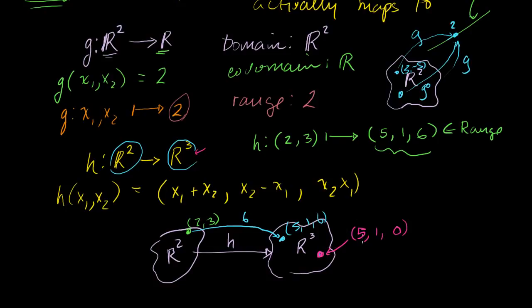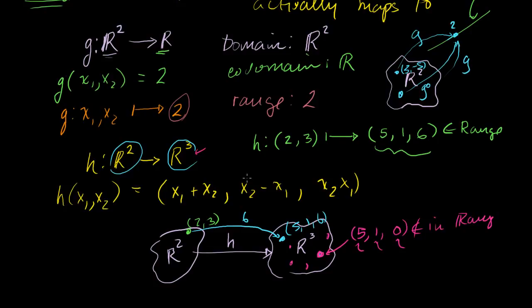Well, 5 has to be the sum of 2 numbers. The 1 has to be the difference of 2 numbers. And then the 0 would have to be the product of 2 numbers. And clearly we know if 5 is the sum and 1 is the difference, we're dealing with 2 and 3. And there's no way that you can get the product of those numbers to be equal to 0. So this guy is not in the range. So the range would be a subset of all of these points in R3. There'd be a ton of points that aren't in the range, and a smaller subset of R3 that is in the range.